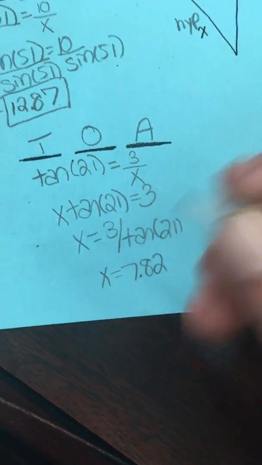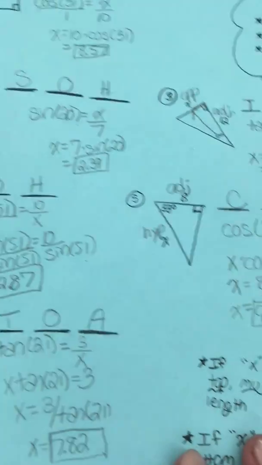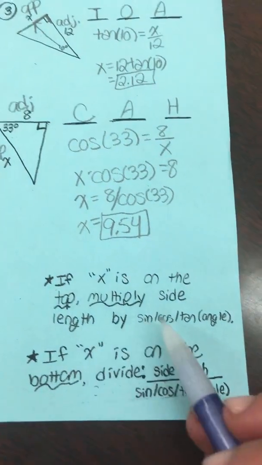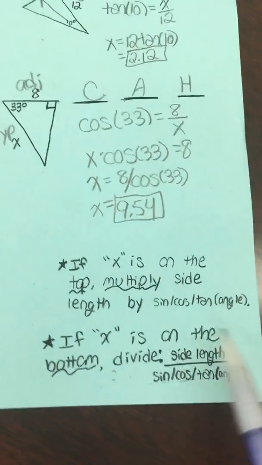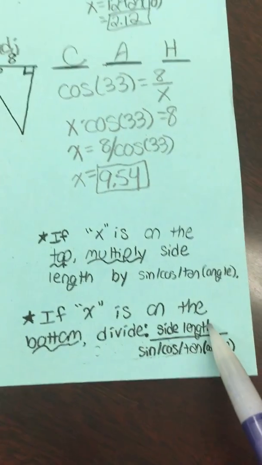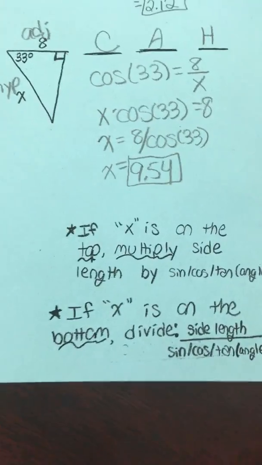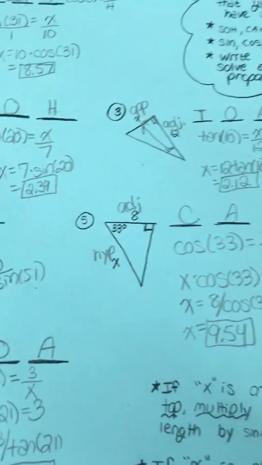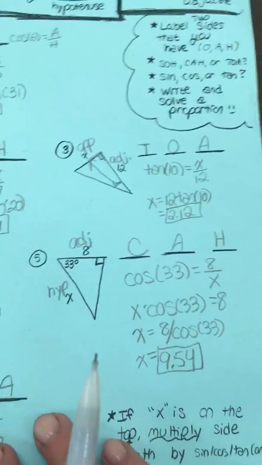So a general rule that you can use is that if x is in the top of your fraction, then you're multiplying the other side length by whatever function you have, sine, cosine, or tangent. And if x is in the bottom, then you're dividing the other side length that you have by the sine, cosine, or tangent of the angle. So you should probably pause here and try the practice problems that are not word problems first, and then continue the video and try the word problems after you watch the examples on the back.